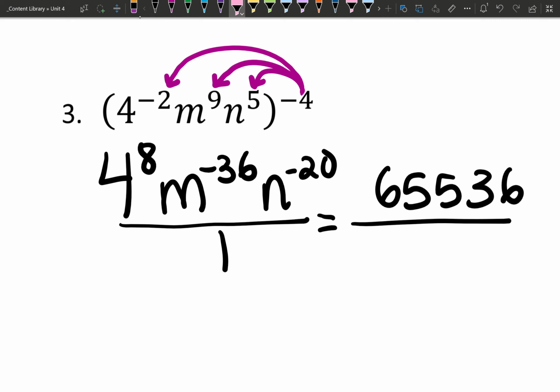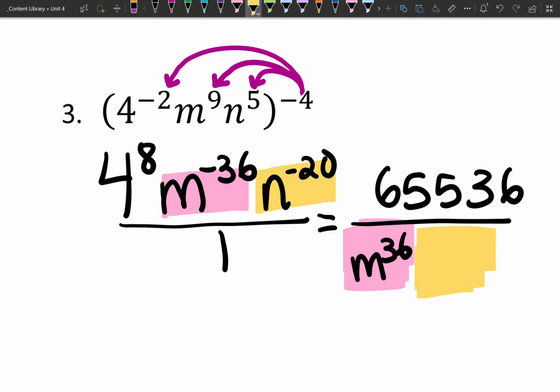M has a negative power, which means M really belongs on the bottom with a positive power of 36. N has a negative power, which means N actually belongs on the bottom with a power of positive 20.